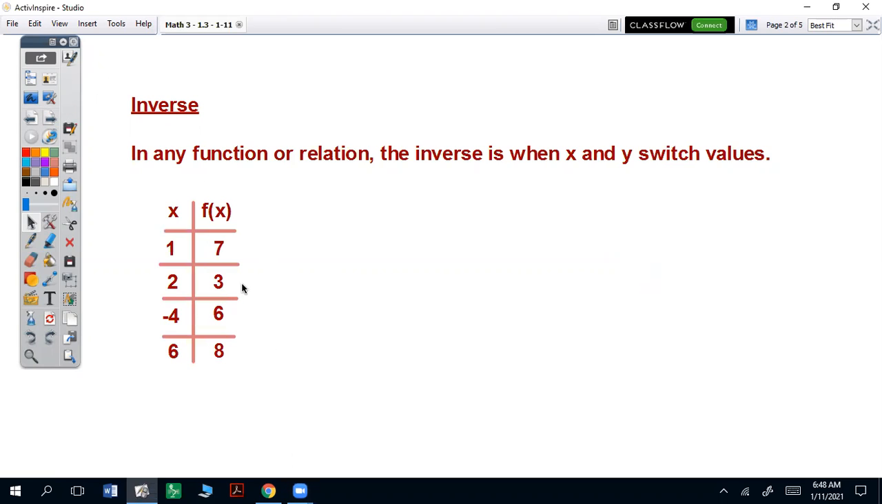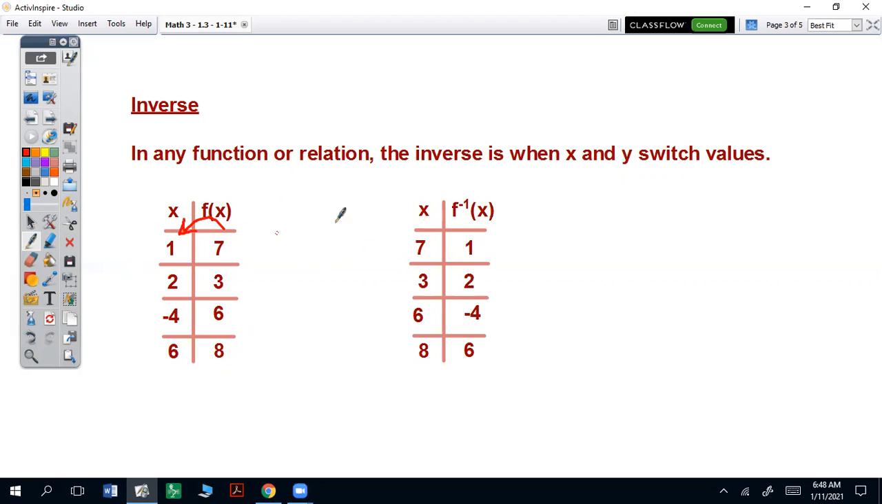So if you have a function that has just some points, x is 1, y is 7. f of x is y, remember. So x is 1, y is 7, x is 2, y is 3, x is -4, y is 6, x is 6, y is 8. Then the inverse function would just be switching those up, right? So the 7 becomes the x value, the 1 becomes the y value, 3 becomes x, 2 becomes y, and so forth. So literally, you're just switching places.